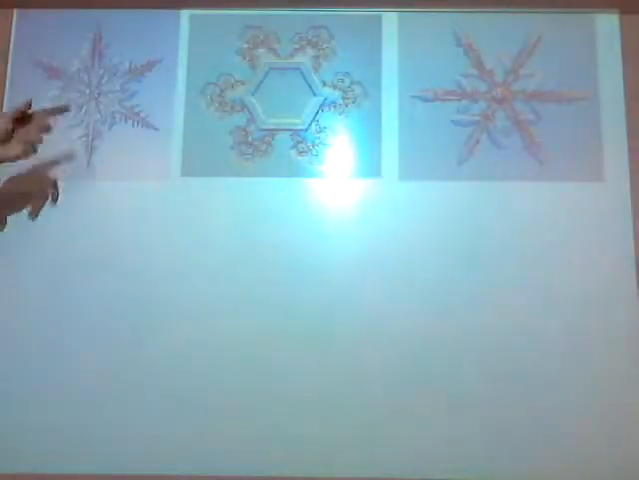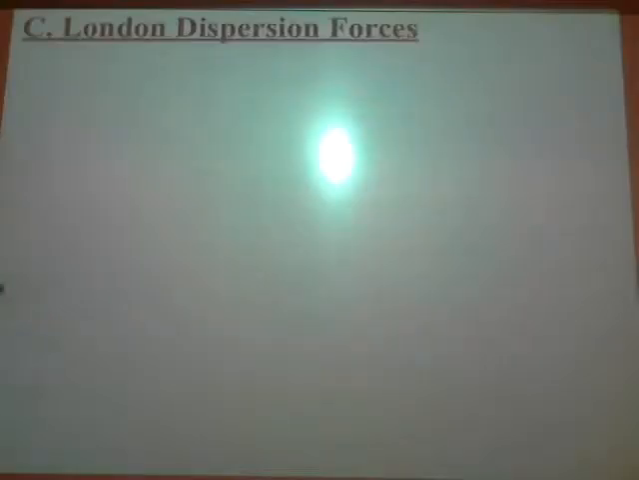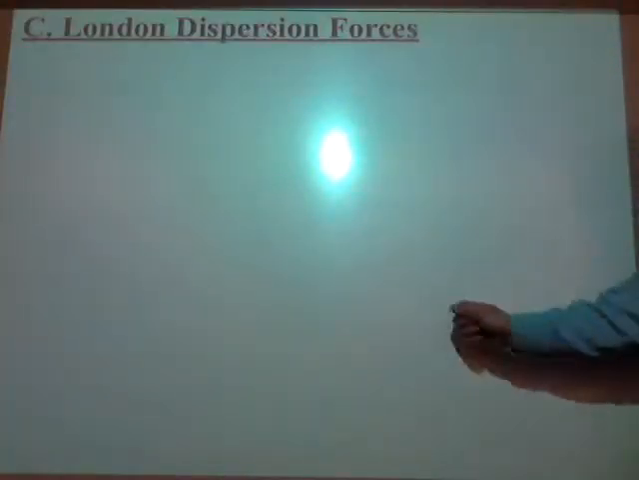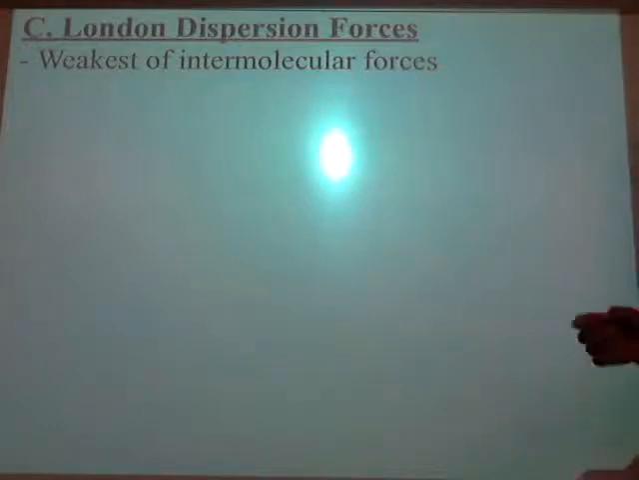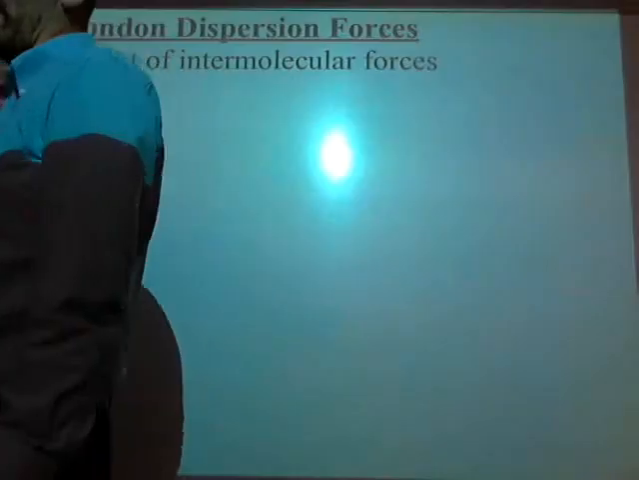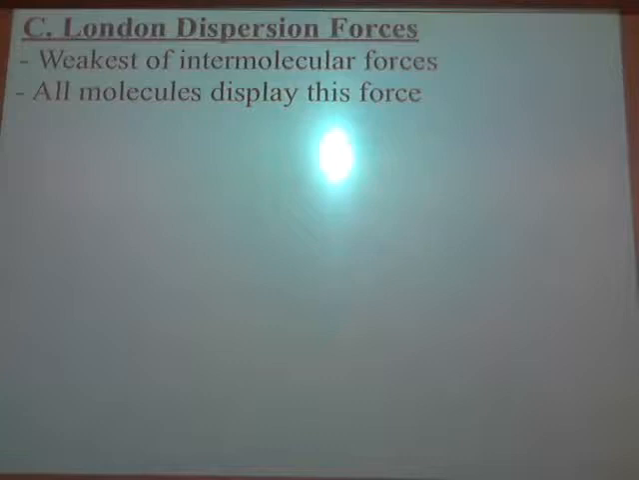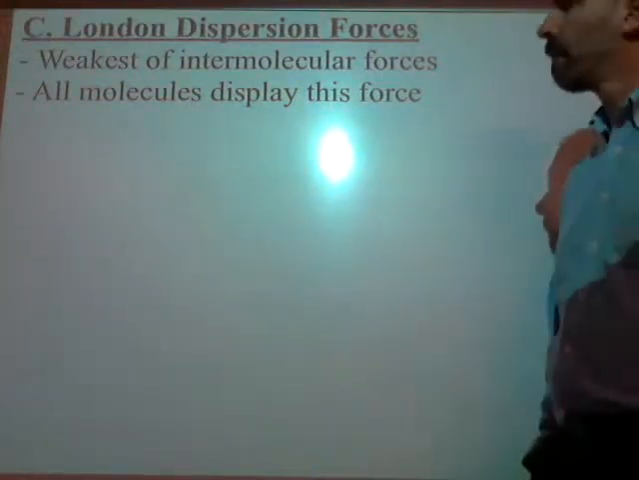All right, a picture of some snowflakes for you. Okay, London dispersion forces. What are they? Well, these guys are the weakest, like I said. And everybody's got this. Every single compound or element has some of this force. It's the weakest thing, but it holds stuff together at least a little bit. Okay? All molecules are going to display this force because all molecules have what it takes. All it takes is protons and electrons. To be an atom or a molecule, you got to have those things.